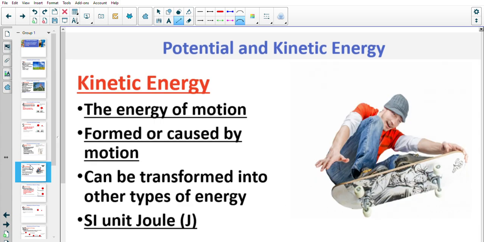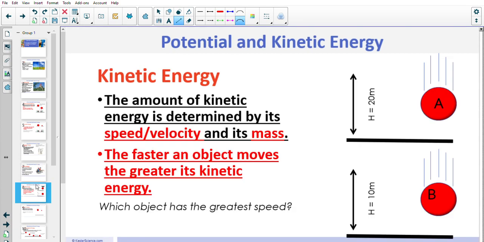Now let's talk about kinetic energy. This is the energy of motion. It's formed or caused by motion. It can be transformed into other types of energy. The scientific unit is also called the joule. The amount of kinetic energy is determined by its speed and direction, its velocity, and its mass. So how fast it's going, the direction it's going, as well as how much mass it has. The faster the object moves, the greater the kinetic energy.